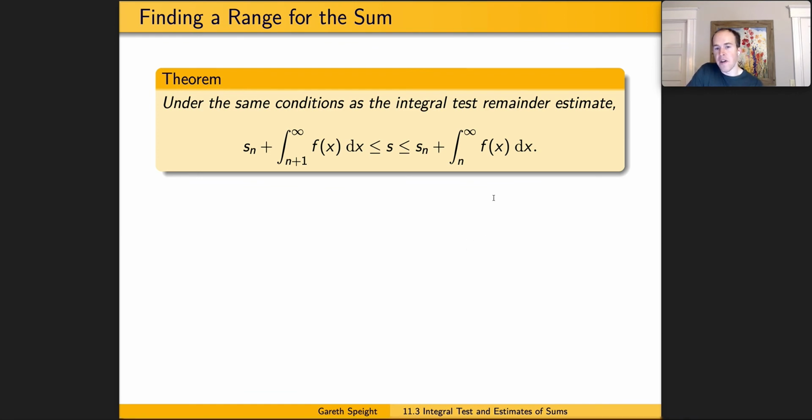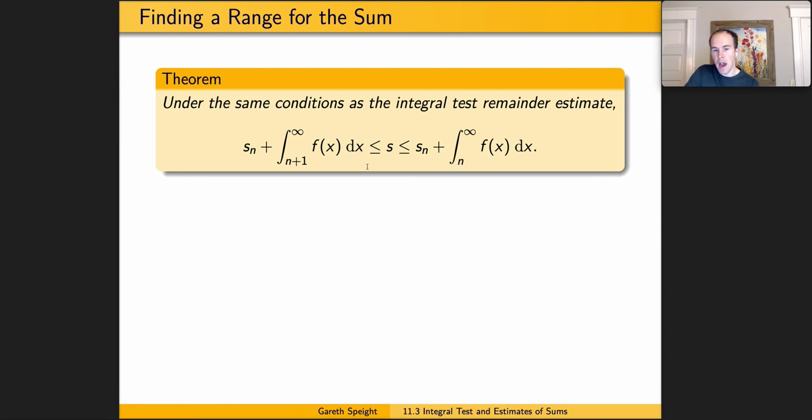Okay, lastly, how do we find a range for the sum? So, we know that the sum is close to Sn plus or minus something. You can add on to get a range for where the true sum lies. So under the same conditions as before, we can always say that S, the true value of the infinite sum, lies somewhere between Sn plus the integral from n plus 1 to infinity and Sn plus the integral from n to infinity.